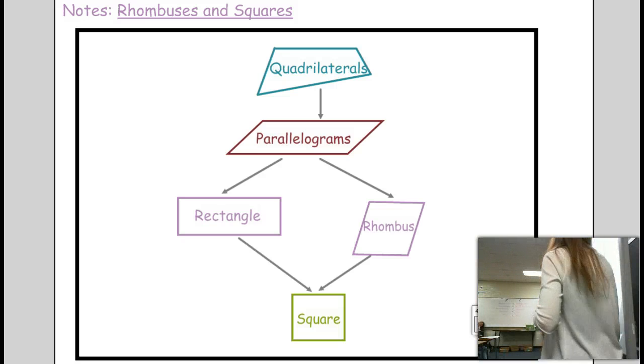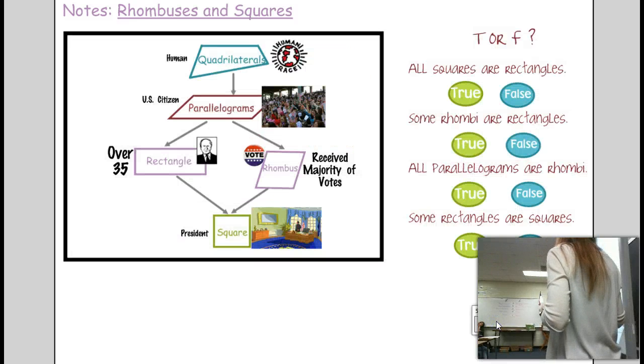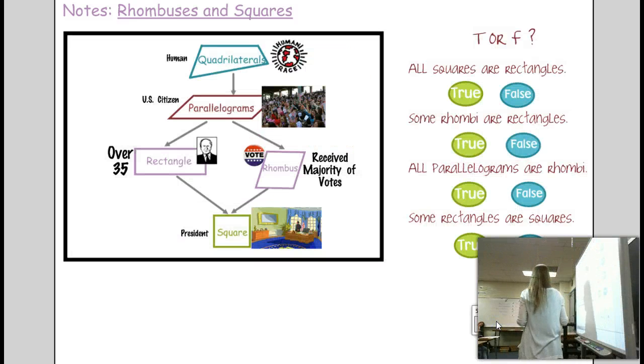I'm going to give you a quick analogy, and then I'll let you work on this. I am arguing that quadrilaterals, I'm going to call them the human race. If you're human, you're a quadrilateral. Now, some humans are U.S. citizens, right? So some quadrilaterals are parallelograms. Not all of them, but some of them. Are all U.S. citizens humans? Yes.